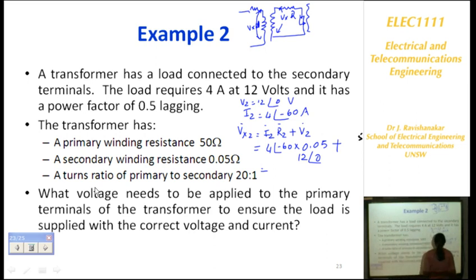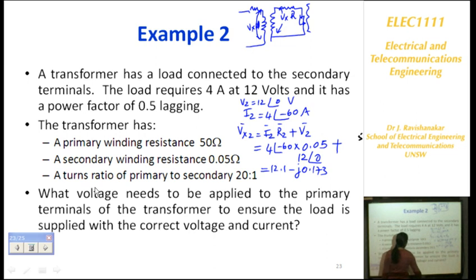So therefore, Vx2 now works out to 12.1 minus j0.17. So this will be the value of Vx2. Now, once we know Vx2, we can find Vx1. So what will be Vx1?